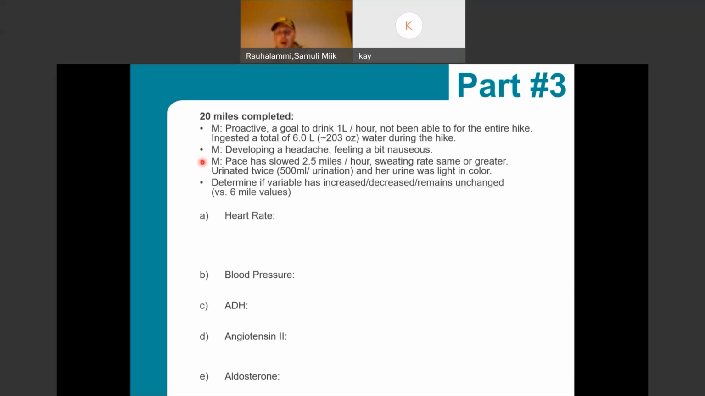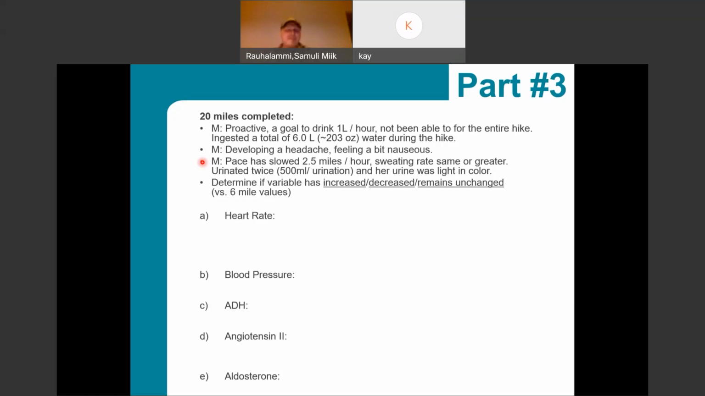She has urinated twice, half a liter on each occasion. That's a lot of urine. And her urine was light in color, so we can tell that she was very well hydrated. Your urine, if it's very, very light in color, tells us that you've got a lot of water going around.